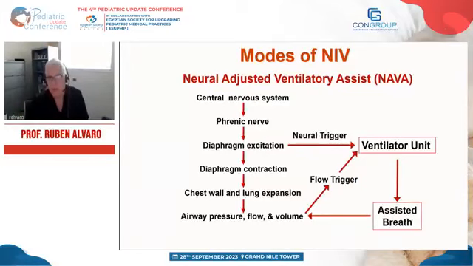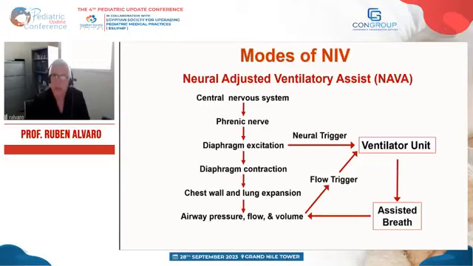So the way it works is that you have the initial spontaneous breath done by the baby through the central nervous system going to the phrenic nerve. That will cause a diaphragmatic contraction that will trigger the electrode in the esophageal catheter and will send information to the ventilatory unit saying you need to start kicking in now. That diaphragmatic contraction will produce chest wall and lung expansion, and that will change your airway pressure, your flow, and your volume. And that information will also be sent to the ventilatory unit for the ventilatory unit to know how much pressure needs to be delivered in that particular breath.